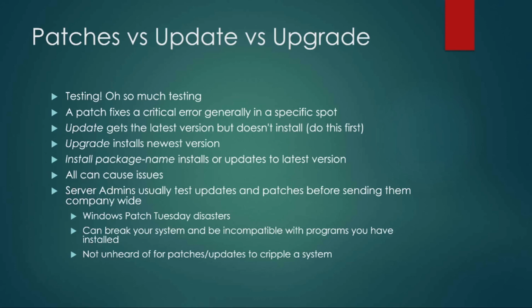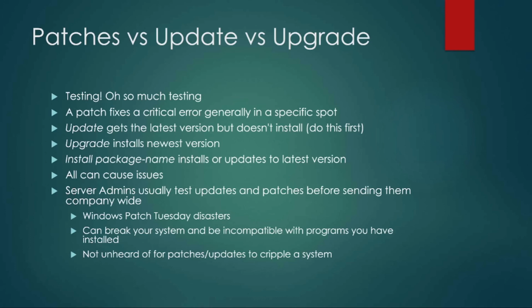For example, Windows does something called Patch Tuesdays. There have been quite a few disasters on Patch Tuesdays where Windows will send something out. And I'm sure they tested it, it's just something that happens. But Windows will send something out and it won't work. And it will break a lot of people's computers or setups or configurations. We'll also see sometimes that some of these updates, upgrades, and patches can also be incompatible or cripple a system.